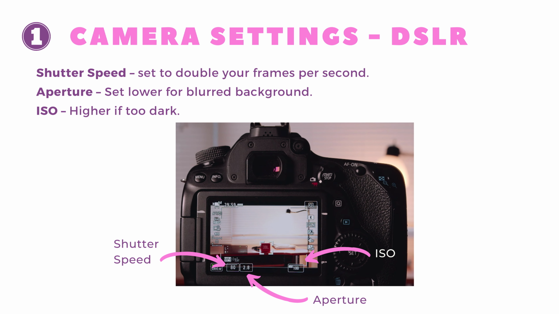So those 3 settings on manual mode are what you need to set on your Canon, your Sony, whichever camera you have. Set to those 3 settings, and you're going to have a beautiful looking shot.